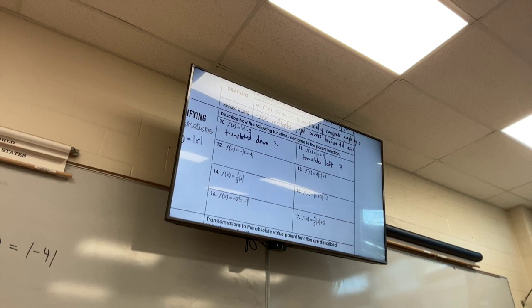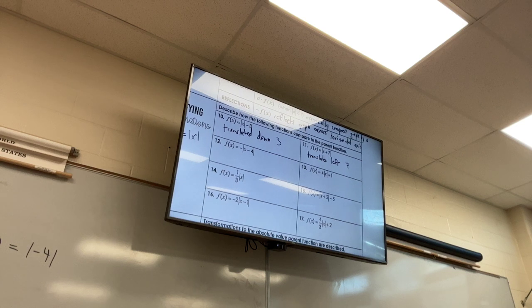Yeah, translates left 7. Number 12. Number 12's got 2 of them, right? What happens to 12? Yeah, so it reflects, and this minus 4 inside my absolute value bars, what does that do to it? It translates right by 4. So it translates right 4. And then reflects over the horizontal axis. We're going to write all of that.